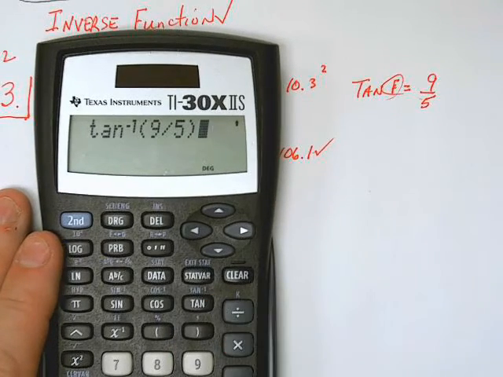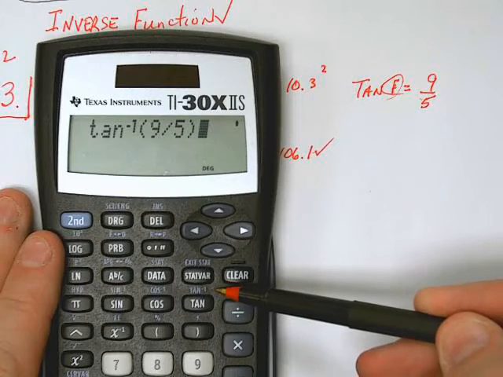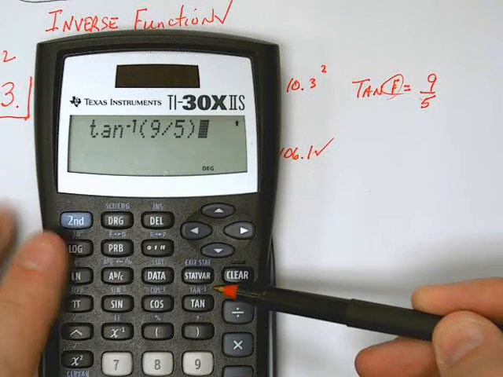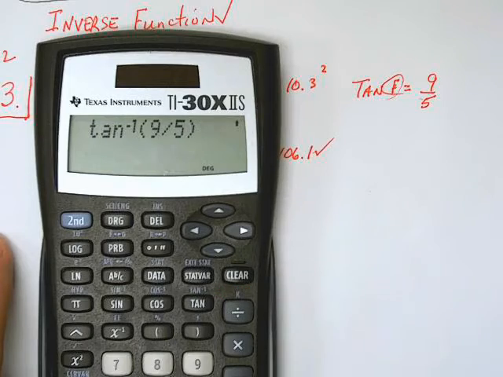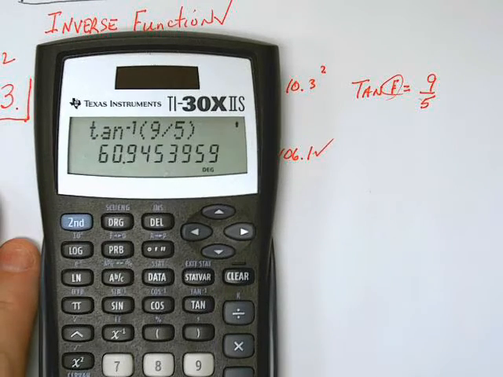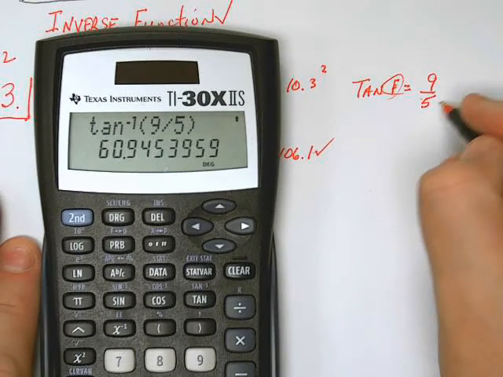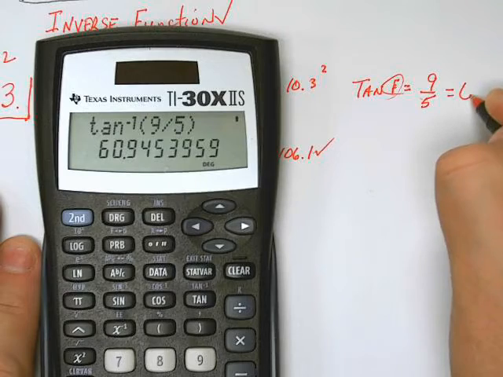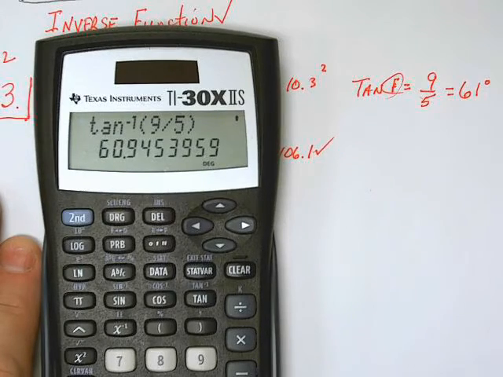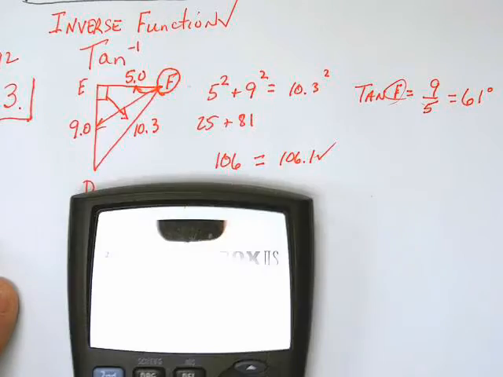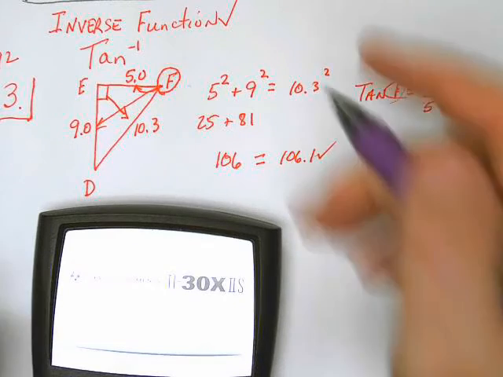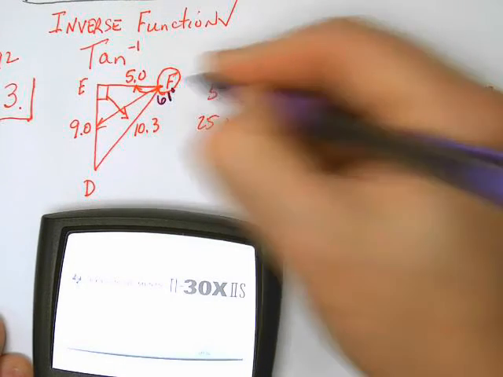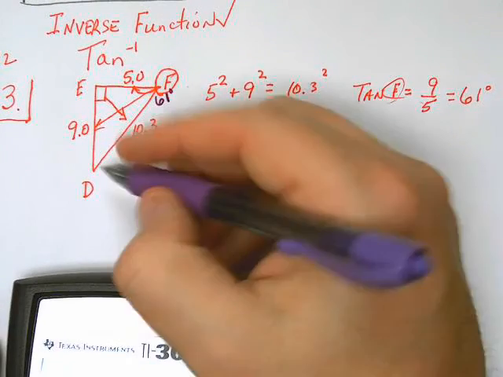Second function. See where my pen is pointed? I had to hit the second button first, Gracie. Inverse tangent. I hit equals. And we are looking at about 61 degrees. Okay, so if that's 61 degrees off, what's angle D?